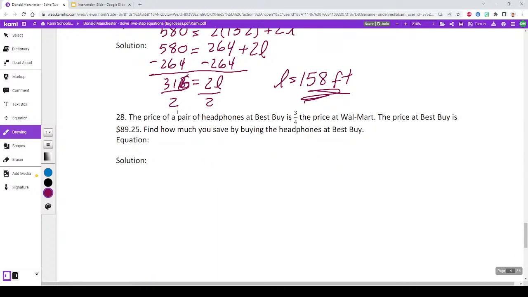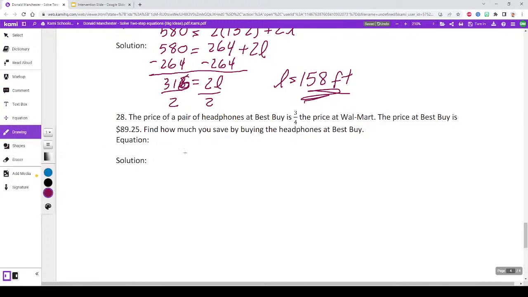And then the price of a pair of headphones is 3/4 the price at Walmart. The Best Buy price is $82.95 or $89.25. Wow, I can't read. So we want to find out how much we're saving by buying the headphones at Best Buy. The actual equation that they want you to set up here is actually kind of interesting. So I'm going to rewrite this to get the equation.